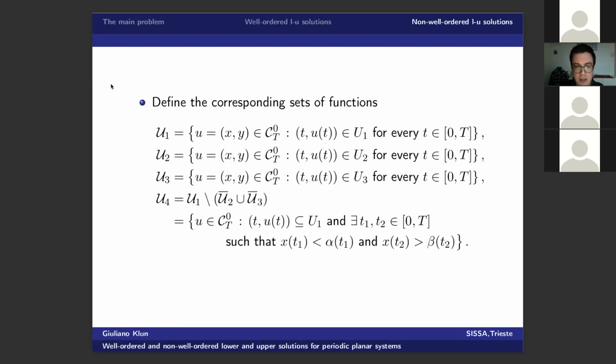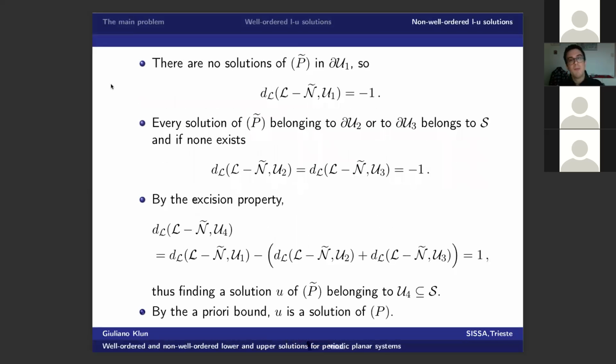So we can prove that U4 is nothing but the space of the continuous functions, periodic of period capital T, such that the pair U of t belongs to U1, clearly, but more interestingly, there exist T1 and T2 in [0,T] such that x of T1 is less than alpha of T1 and x of T2 is greater than beta of T2, and this is contained in the strip. So we prove that there are no solutions of P tilde on the boundary of U1.